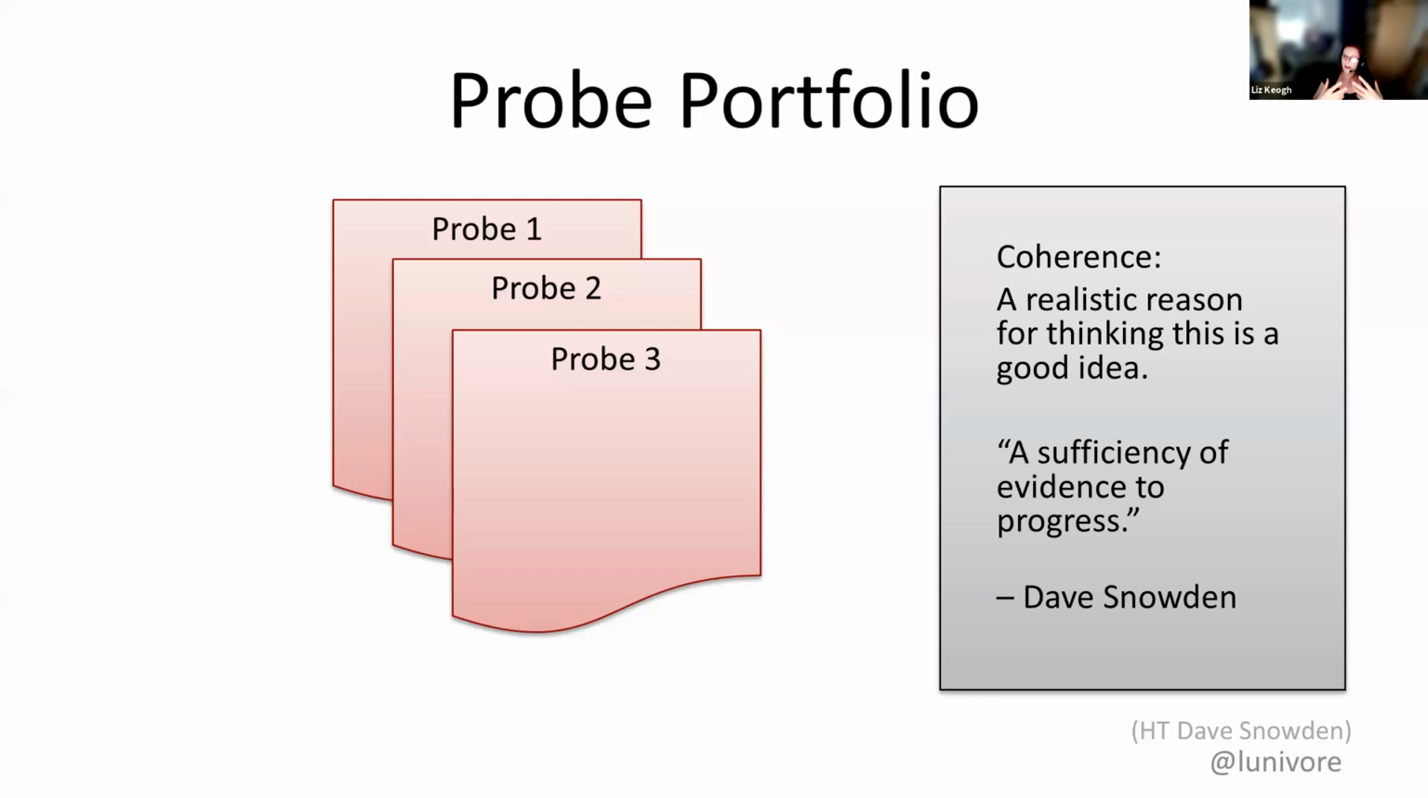The fifth thing you have to have is coherence, which is a realistic reason for thinking this probe is a good idea. It has to be plausible. Instead of predictability in the complex space, we have disposition, which is how likely it is that this idea is going to work. The probable stuff is really well disposed to work. The plausible stuff is less disposed to work, but still safe to give it a try. So you have to make sure really rigorously that it really is safe to fail, because it might well fail. But if you've made it safe to fail, then it's okay to try it. So it has to have this realistic reason for thinking it's a good idea. Dave says a sufficiency of evidence to progress. I always say, can you think of a scenario where this works? Because if you can, it's plausible. If you can't, you probably want to try something else.